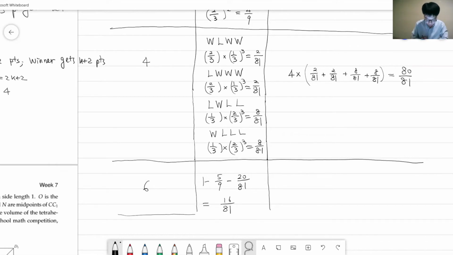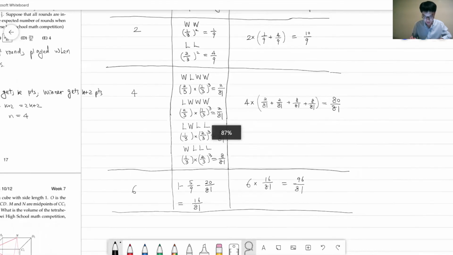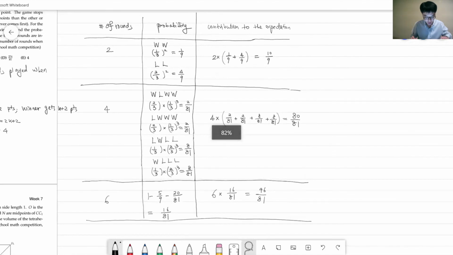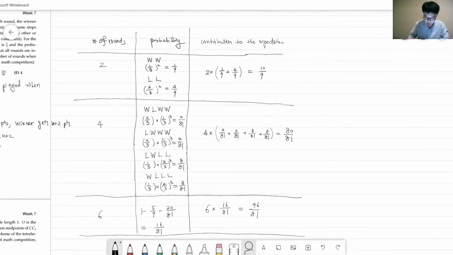And then we calculate the contribution of the expectation to the whole expectation in this case. So it's 6 times 16/81, which is 96/81. Okay. So to calculate the whole expectation, we just add these numbers.